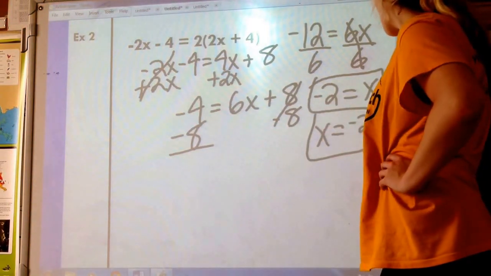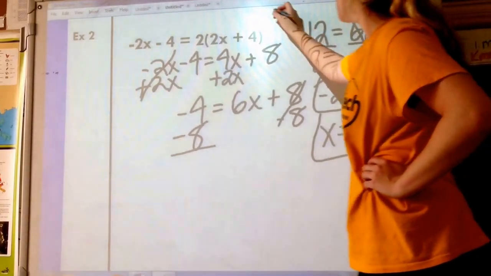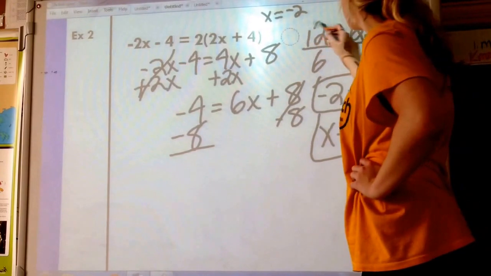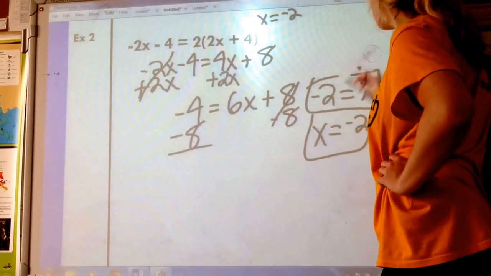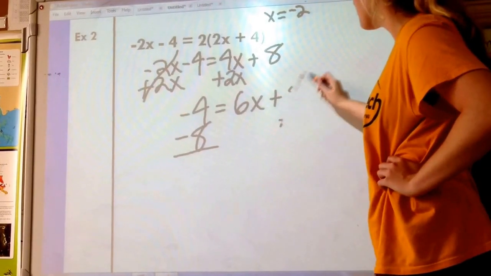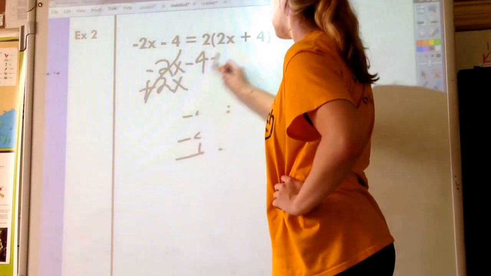Let's go ahead and check our work by plugging x equals negative 2 into our original equation, just to make sure we were correct. And again, this is the easiest way to check your work. If you're not sure you got the right answer, plug it back in and see if both sides equal the same thing.